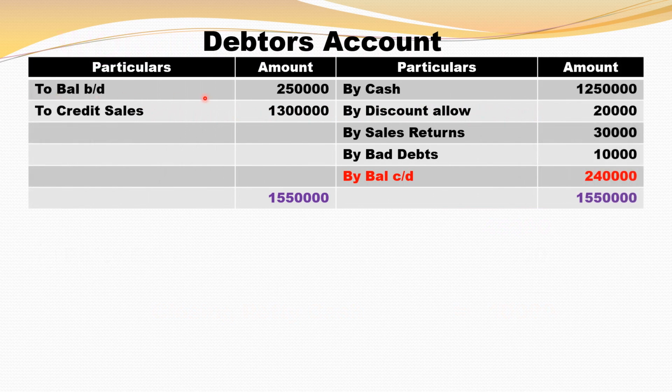In the debtors account, students, balance brought down. Next to credit sales, by cash paid to creditor, by discount allowed, by sales returns, by bad debts. So closing debtor is 2,40,000.